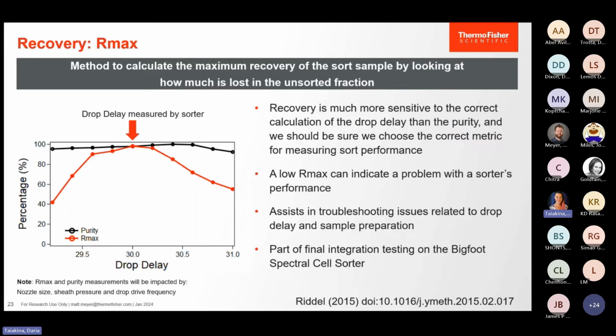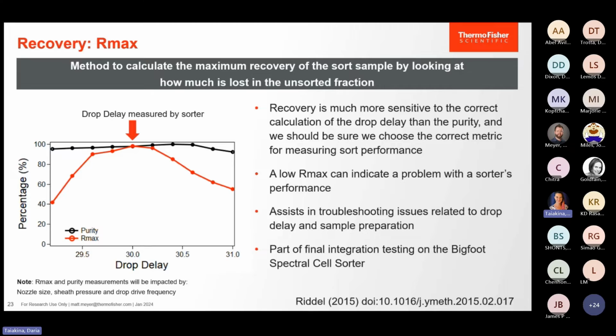I wanted to mention Rmax. It's a very good technique for measuring recovery without having to bring your cells to, say, another analyzer or using beads. And this was termed Rmax and developed by Rui Gardner and coworkers. Very good reference paper in the bottom right-hand corner. And what Rmax can indicate is how much of your sort sample is lost in the unsorted fraction. So in this case, that would be the waste.